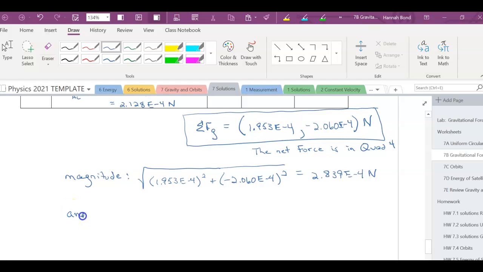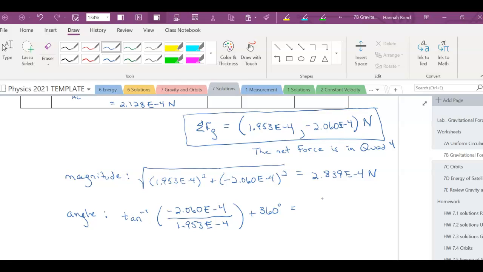And then I need to find the angle of this net force vector, and that's going to be the arctan of the y component, which is negative 2.060 e to the negative 4th, divided by the x vector, which is 1.953 e to the negative 4th. Okay, but the calculator does not understand. I mean, it can't differentiate whether I have a negative x or a negative y. And so I need to make an adjustment because I understand that this vector is in quadrant 4, and so I'm going to add 360 degrees. Okay, because my calculator will give me a negative angle.